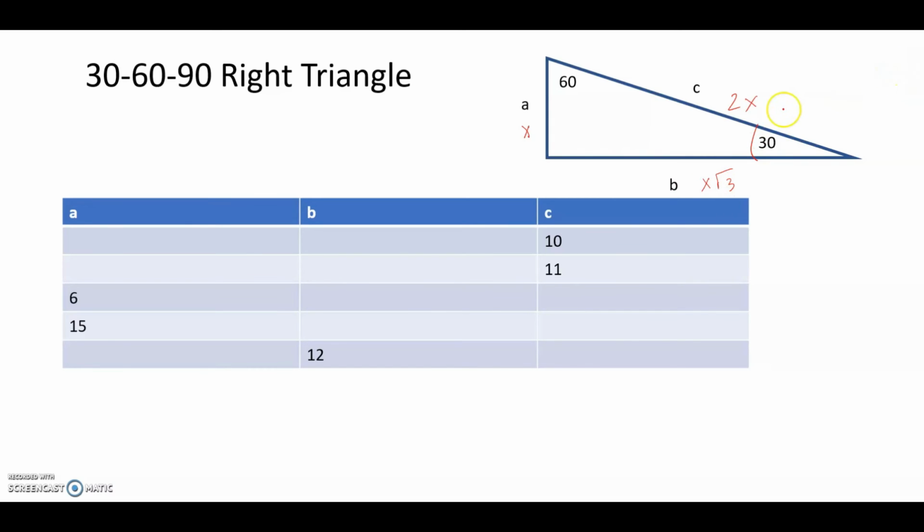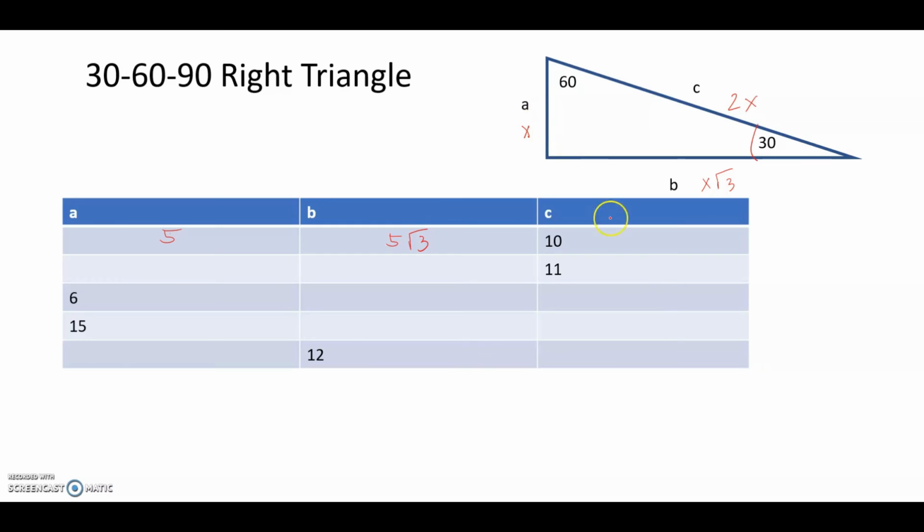Okay. Let's take a look at the first given row. So the only given number here is c, which is 10. So if we're going to solve for a, that will be half of the hypotenuse. So this will be 5. And then b will be 5, you just multiply it by square root of 3.